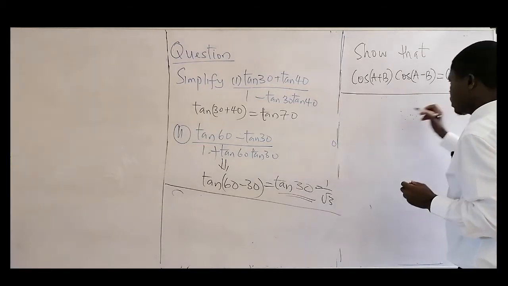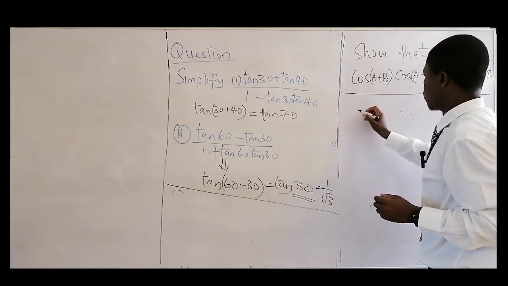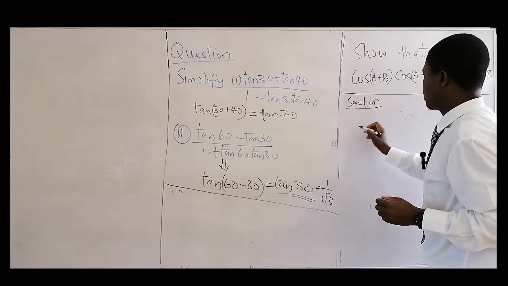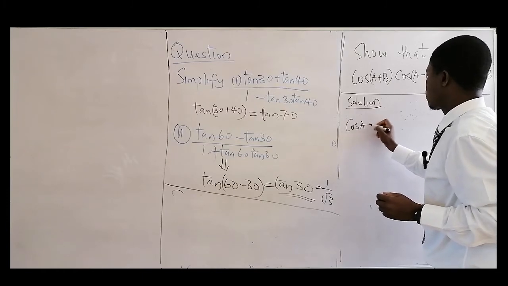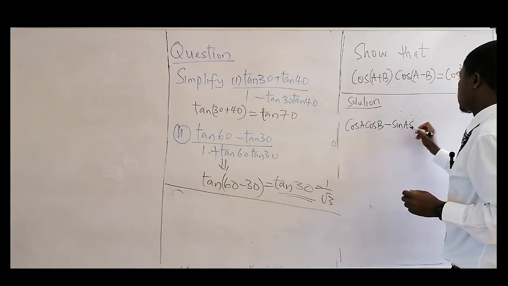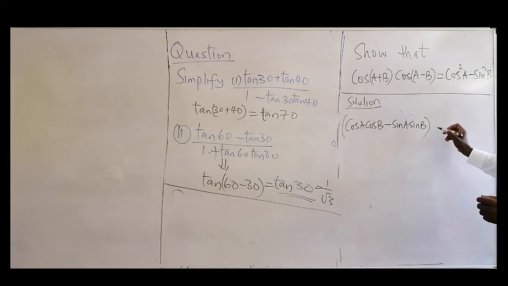That will be equal to cos A plus B. We know that cos A plus B is what? Cos A cos B, then minus sine A sine B. We know that, and then the second one is cos A cos B plus sine A sine B. Okay, so that's what we have.